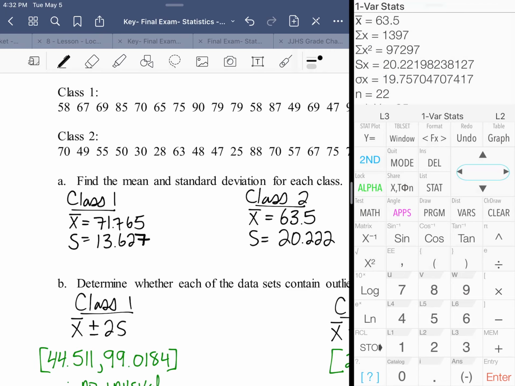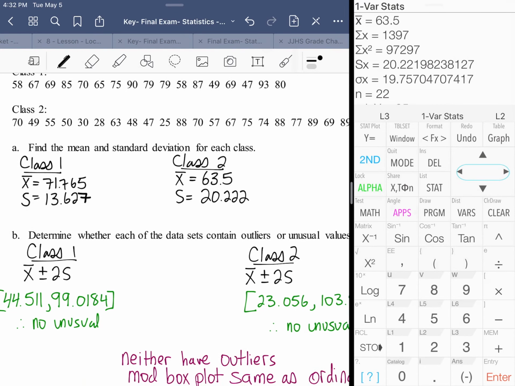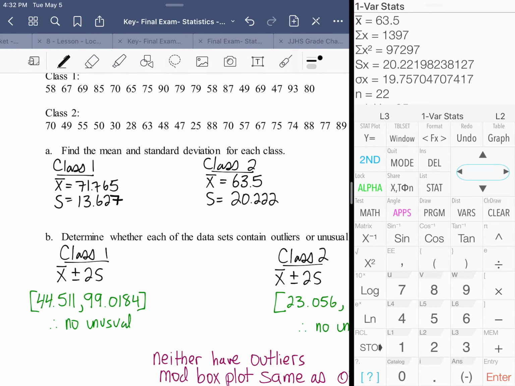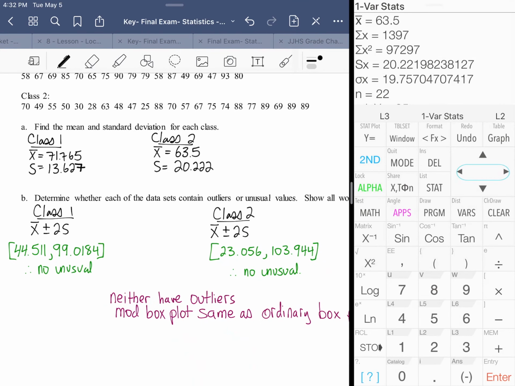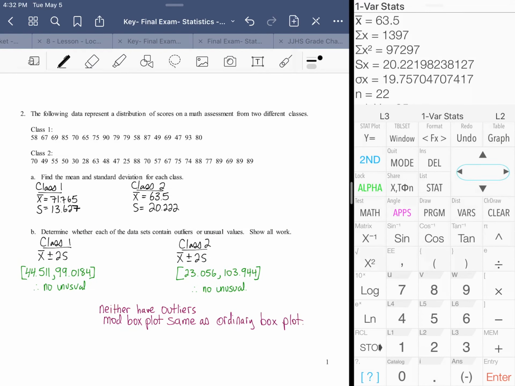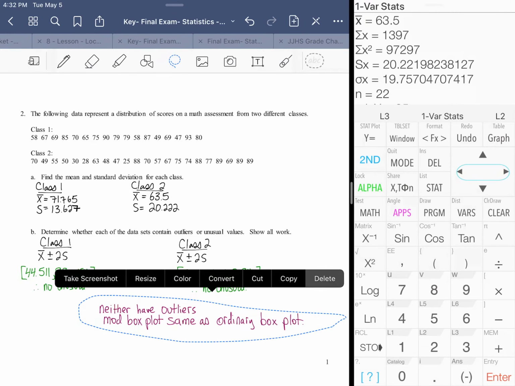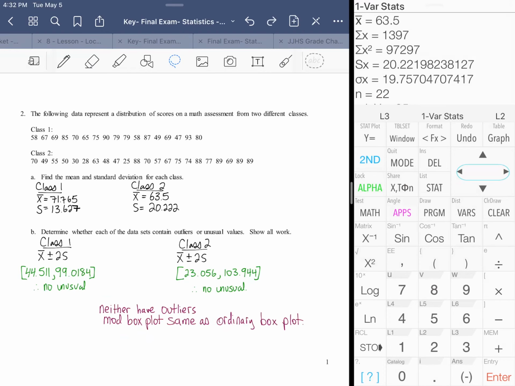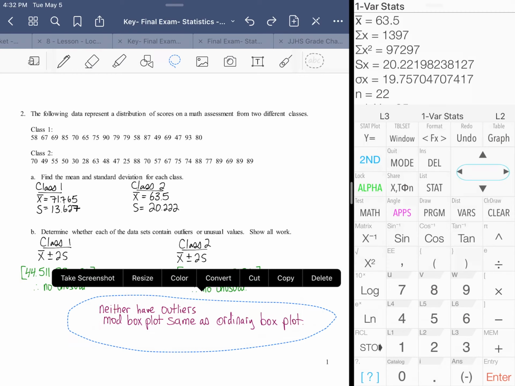What can you do? So now I'm going to do the same thing, but this time with L3. So stat, calc, 1 var stats, L3, 63.5 and 20.222. It looks like I rounded that correctly. Next up is figuring out whether the data sets contain any outliers or unusual values. The first set of computations that I did was actually for unusual values.